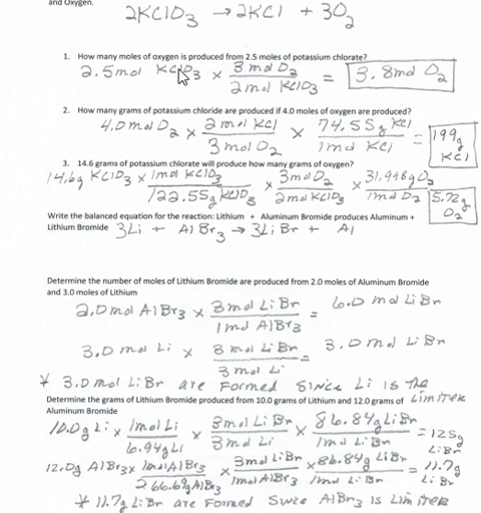Now notice how whatever is on the left side is always on the bottom here, and what we're trying to find is always on top. So 2.5 times 3 over 2 gives an answer of 3.8 moles of oxygen. Next question. How many grams of potassium chloride are produced if 4.0 moles of oxygen are produced?